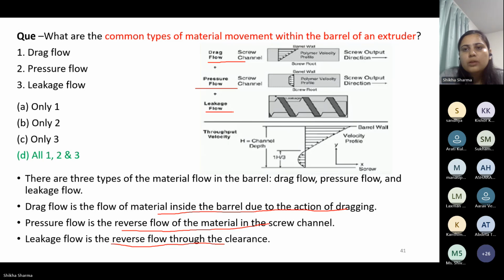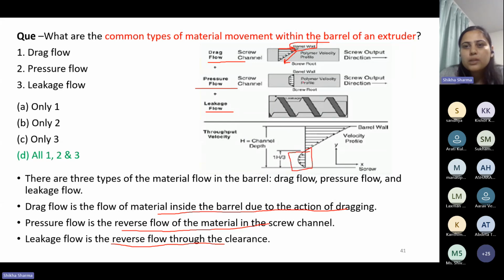We can see in the figure: drag flow, pressure flow, leak flow. So what is happening here? This is the barrel wall. The product touching the barrel wall has the highest velocity. After that, the velocity goes down. This is because of the screw, which is dragging, so it's drag flow.